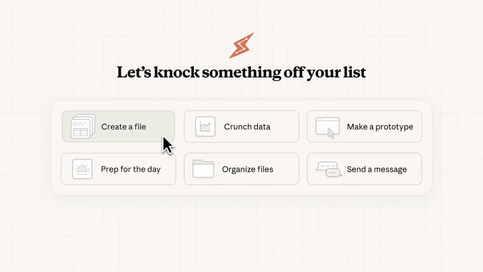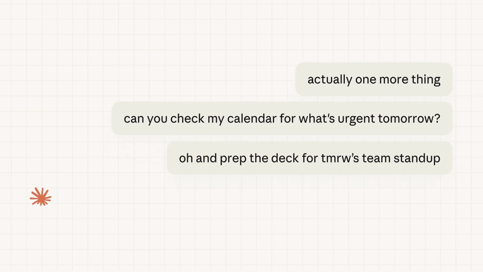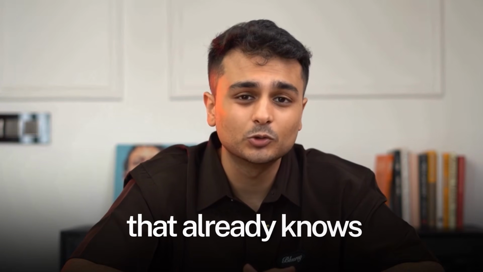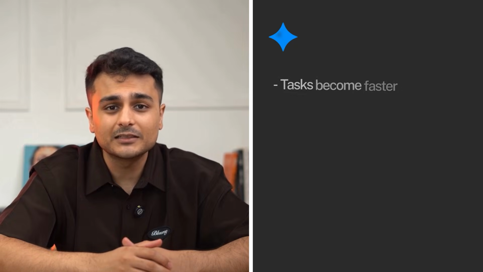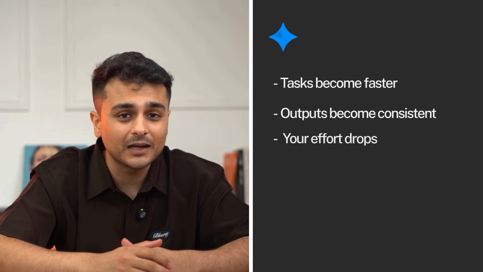Then you store your repeatable processes. If you follow a specific script structure every week, you write it once inside a file. Now when you ask co-work to write from your notes, it already understands your system. You are no longer starting from scratch. You are triggering a system that already knows how the work should be done. Tasks become faster, outputs become consistent, and your effort drops.